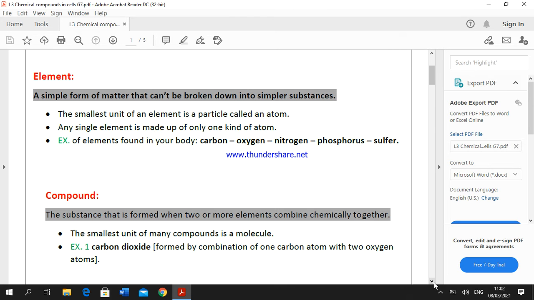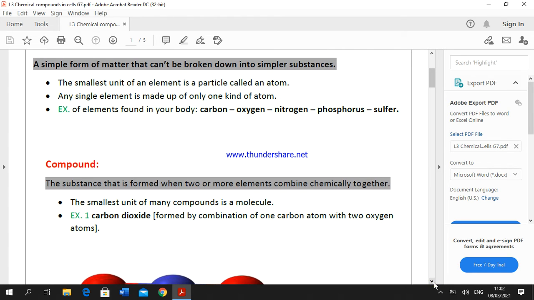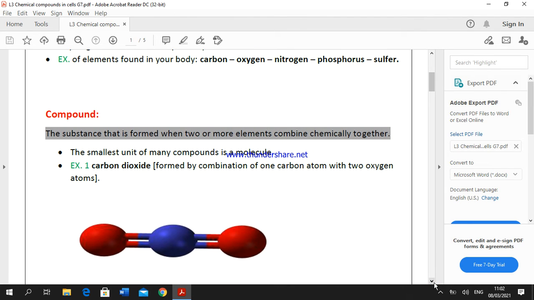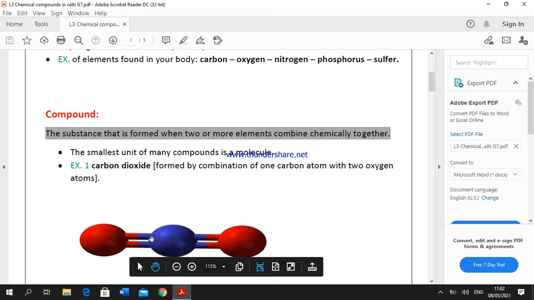While compounds are substances resulting from the combination of two or more elements by a constant weight ratio, and the building unit of the compound is the molecule. Examples of familiar compounds around us are carbon dioxide and water. The carbon dioxide molecule is formed by the combination of one carbon atom with two oxygen atoms.